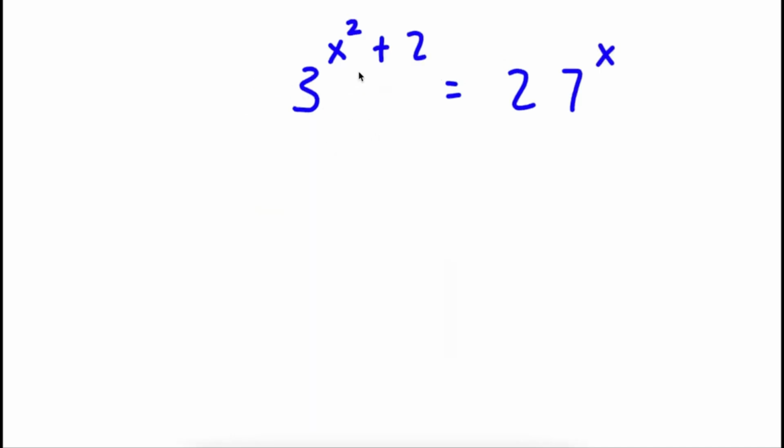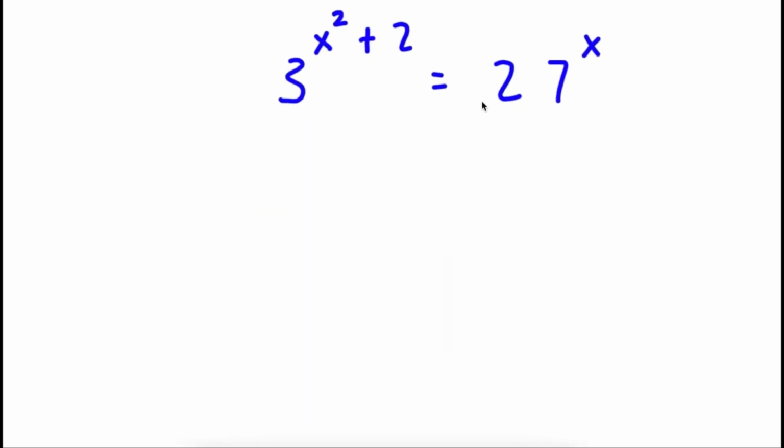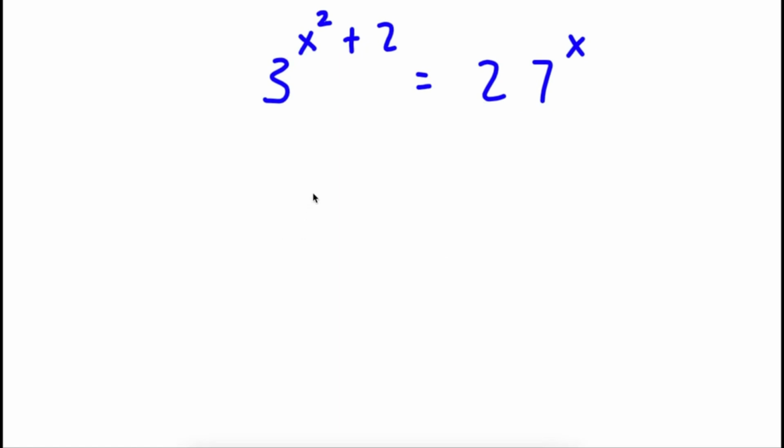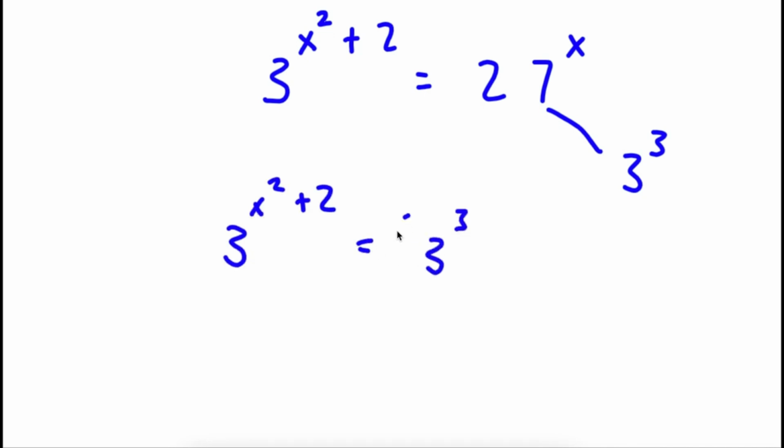All right, so I have 3 to the power of x squared plus 2 is equal to 27 to the power of x. Now, the first thing I'm going to do is change 27 here to 3 to the power of 3, because 27 is equal to 3 to the power of 3. So if I substitute in 3 to the power of 3 for 27, I get 3 to the power of x squared plus 2 is equal to 3 to the power of 3 to the power of x.